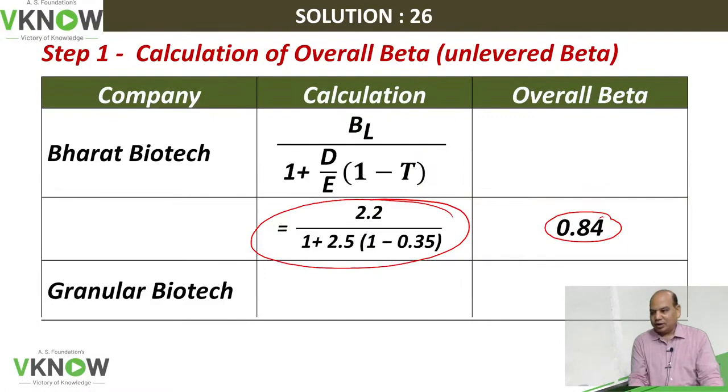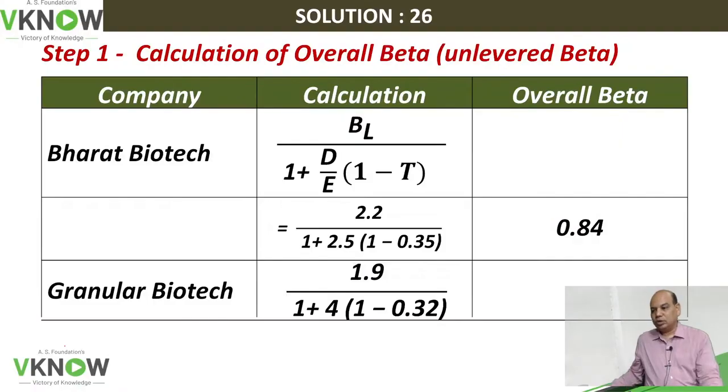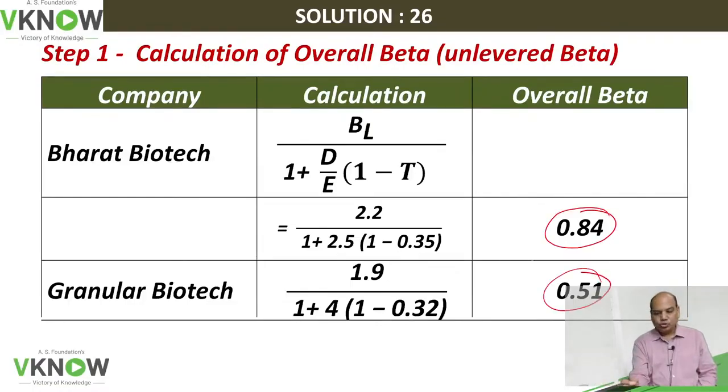Okay. Now write Granular Biotech. Here the data is 1.9 upon 1 plus debt equity ratio of 4 into 1 minus 0.32. Very important question you are solving. You will not find it in the institute publication, but they will ask you. That time don't get surprised. Practice now; more practice now is more useful for the exam. Is the answer 0.51? So these are the overall betas of these two companies.